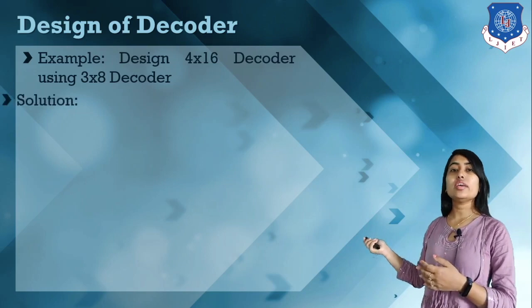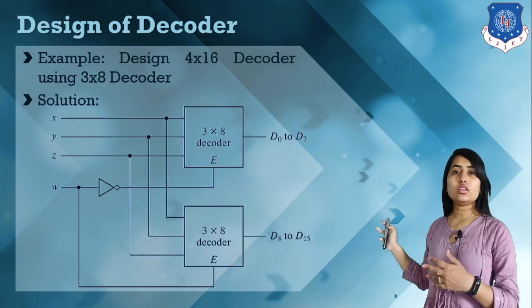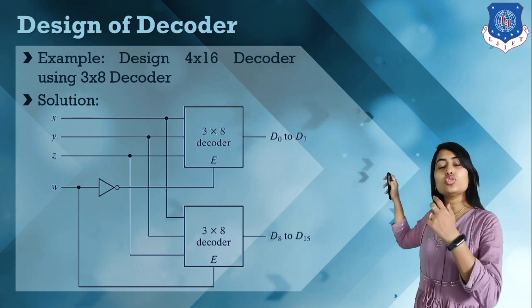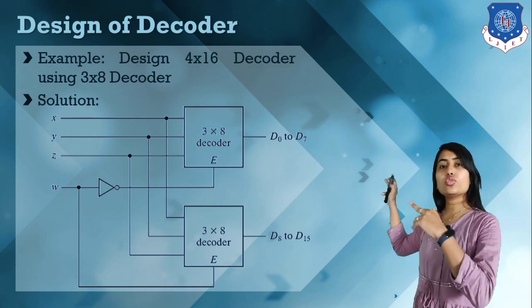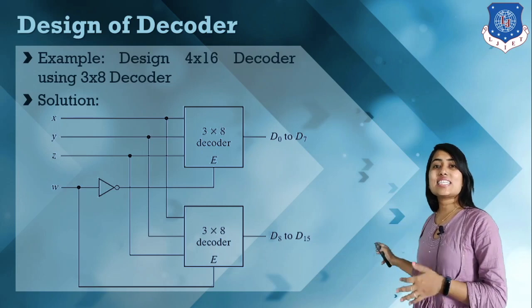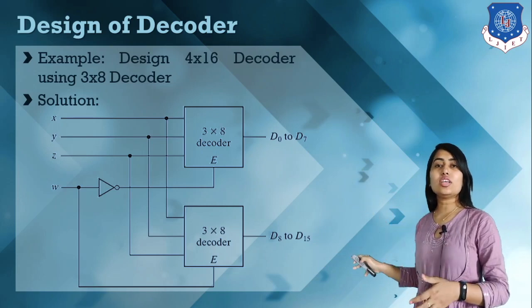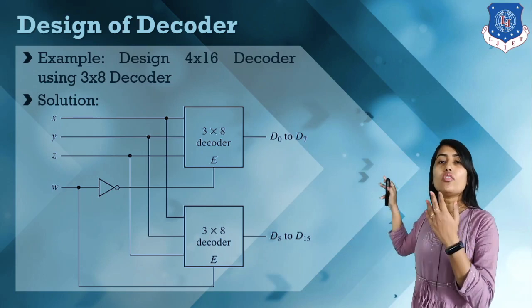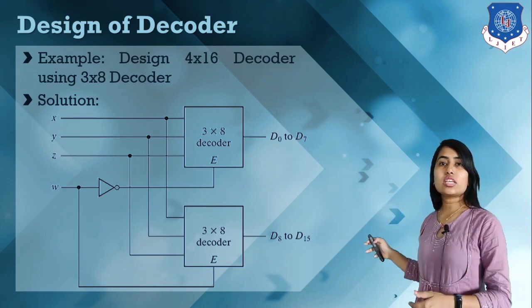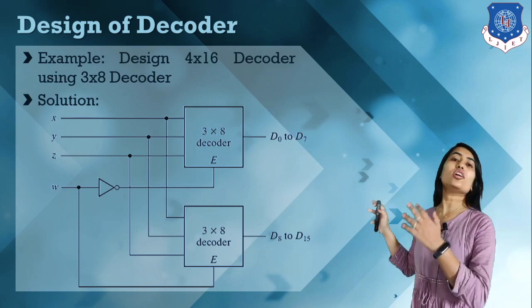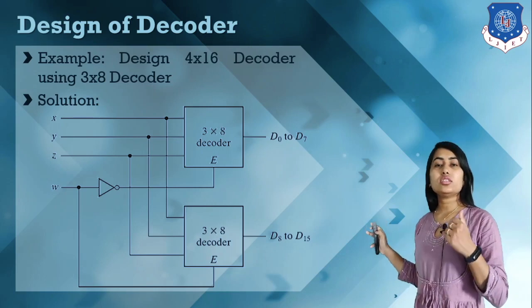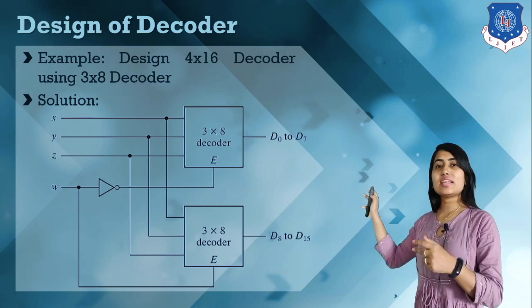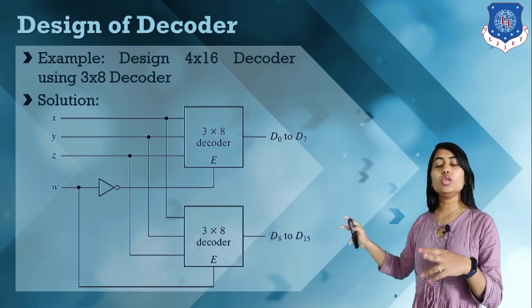So here we have this kind of diagram. Okay, so here we use a total of 2 3x8 decoders. So 3x8 decoder, 3x8 decoder. So here we have a total of 16 outputs. Here we have a total of 3 inputs, but we have to use 4 input conditions. So which of the 3x8 decoders is enabled at a time? For that we use one input as an enable. Okay, so here we use XYZ as the input lines and W as the enable line.